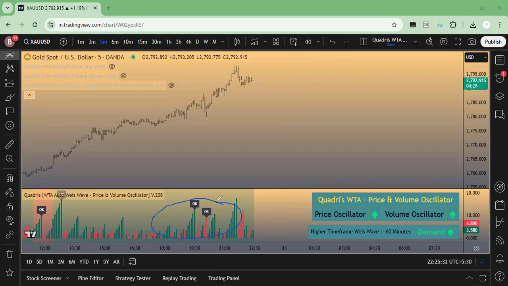Because I've seen many people come to this, or get introduced to this indicator, and they just see green and red, which means prices are going upwards, red means prices are going downwards, and so on. It is not like that. It shows the volume in correlation with price.